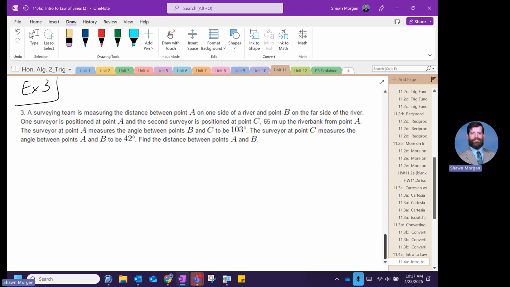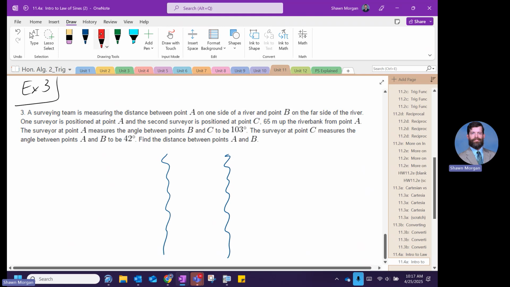Okay, so the survey team measured this between point A on one side of the river and point B on the far side of the river. Okay, I got to draw a river. So here's point A. Here's point B.